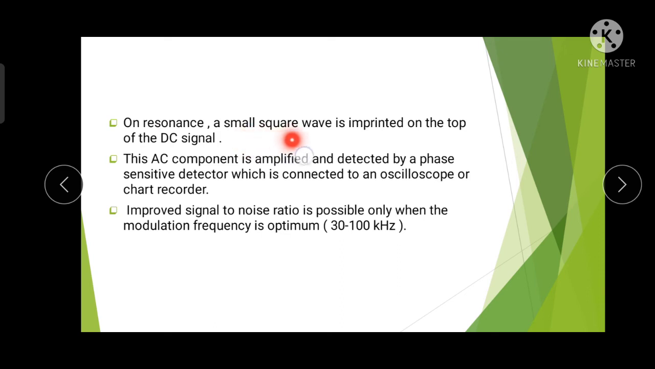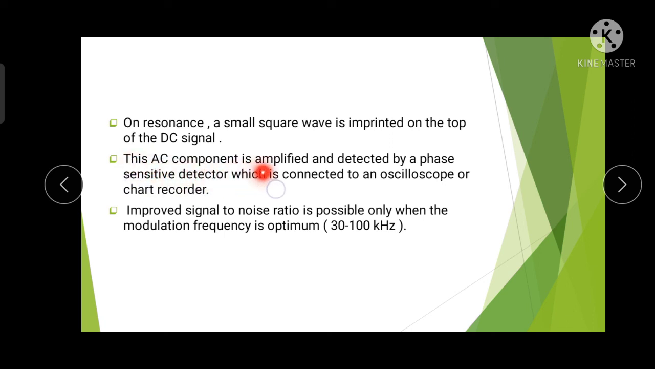On resonance, a small square wave is imprinted on the top of the DC signal. That means due to resonance we get the small square wave, which is imprinted on the top of the DC signal.